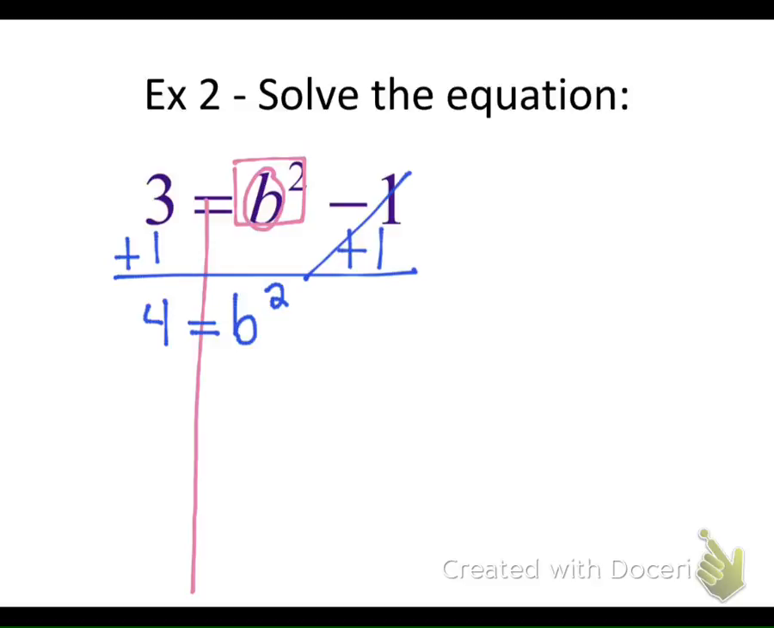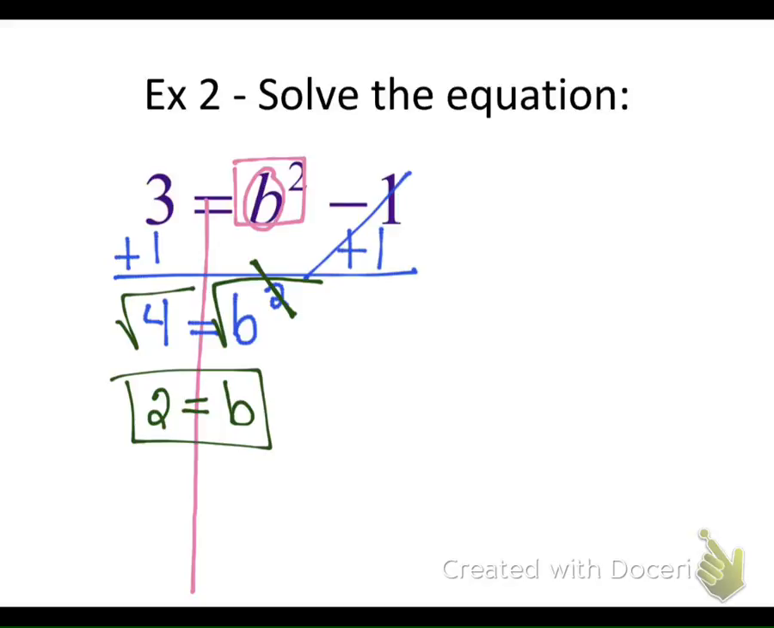Now, is my square by itself? So how do I get rid of the square sign? I square root it. If I square root one side, I have to square root the other. On my right side, the square and square root cancel. I bring down my variable b. I bring down my equal sign. What's the square root of 4? 2. Another perfect square. I'm done, so I box it.